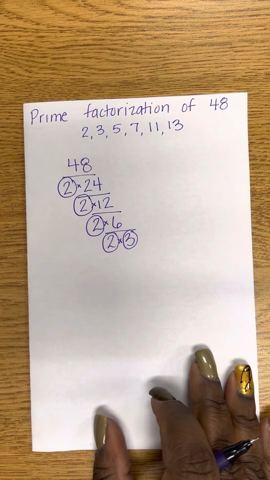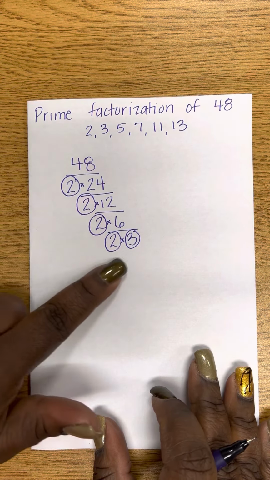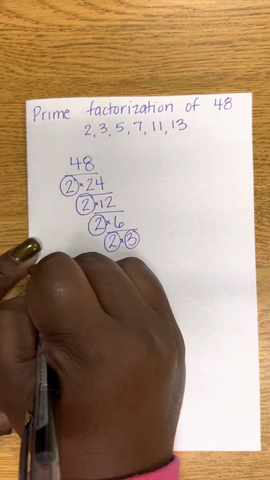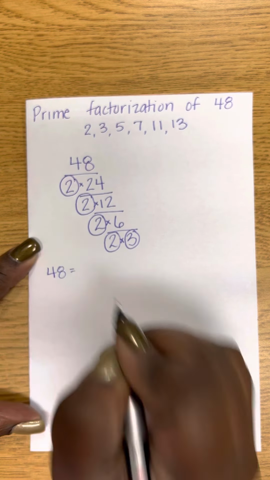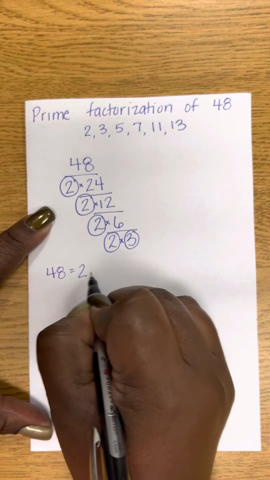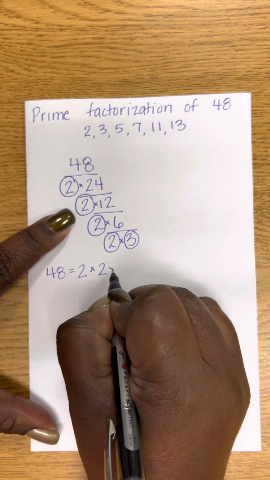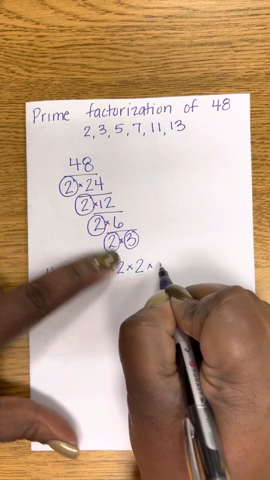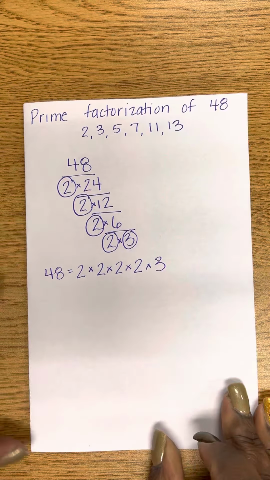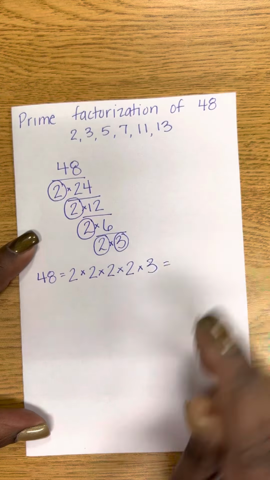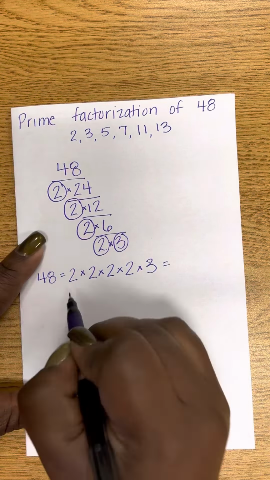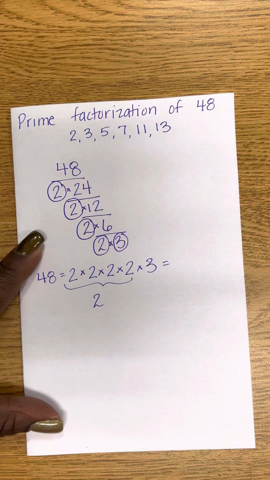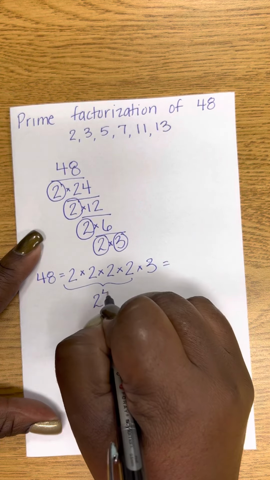So I'm going to look at all of the numbers that are circled. These represent the prime factors of the number 48. So 48 can be written with the same value of 2 times 2 times 2 times 2 multiplied by 3. I can also rewrite this because I see that the number 2 is being multiplied times itself 4 times. So 2 to the power of 4.